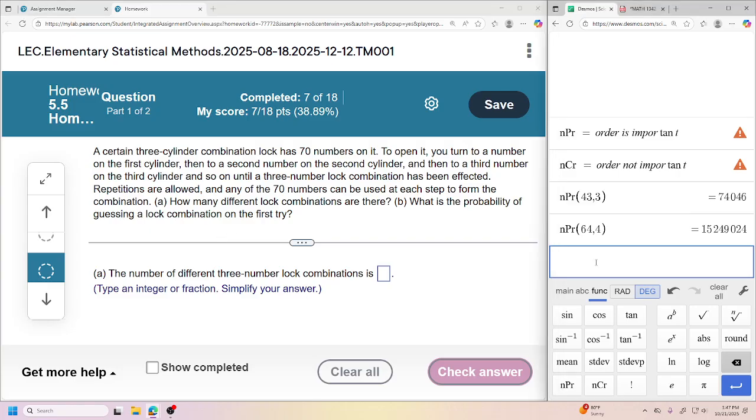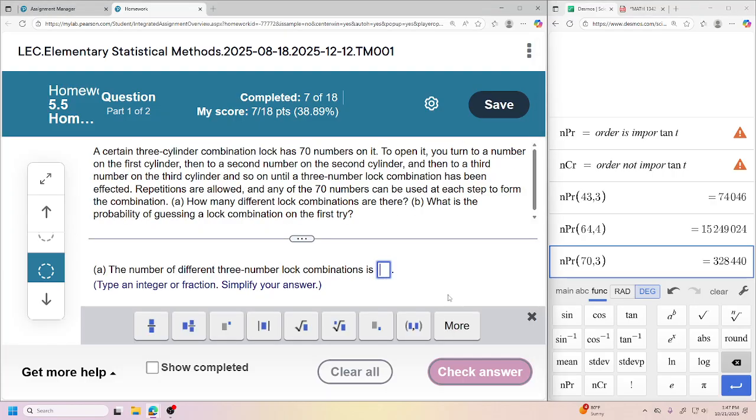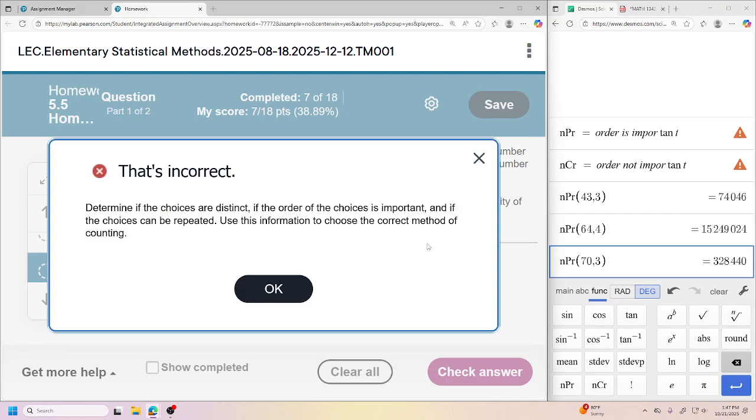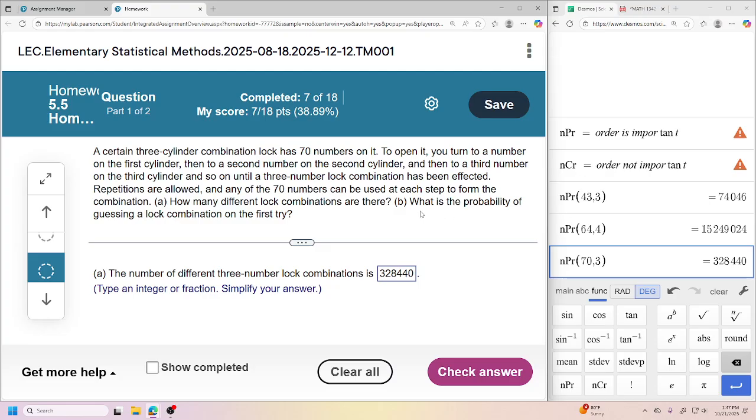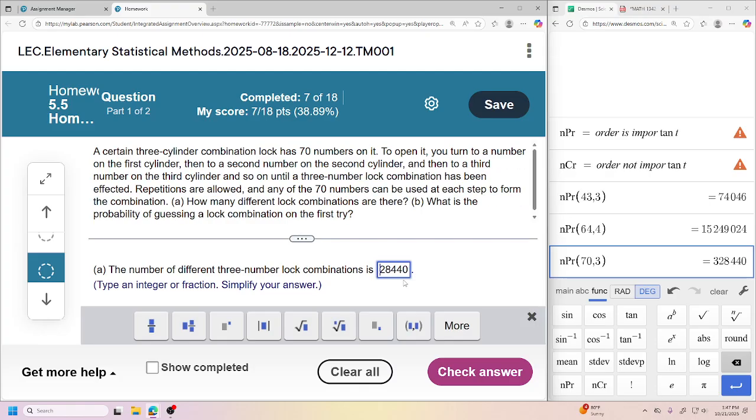So is order important? In PR, I got 70 numbers, and how many am I selecting? 3. Yeah, it says 3 cylinders, so 3. I don't know if this will work, but we're going to try it. And the reason why is very subtle. You see right here, it says repetitions are allowed.